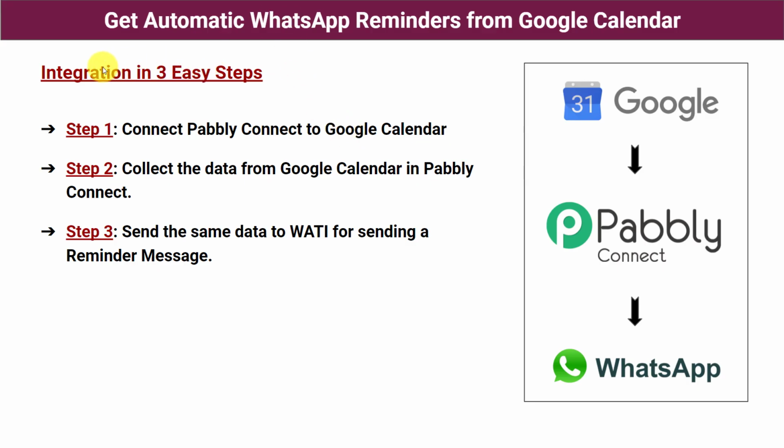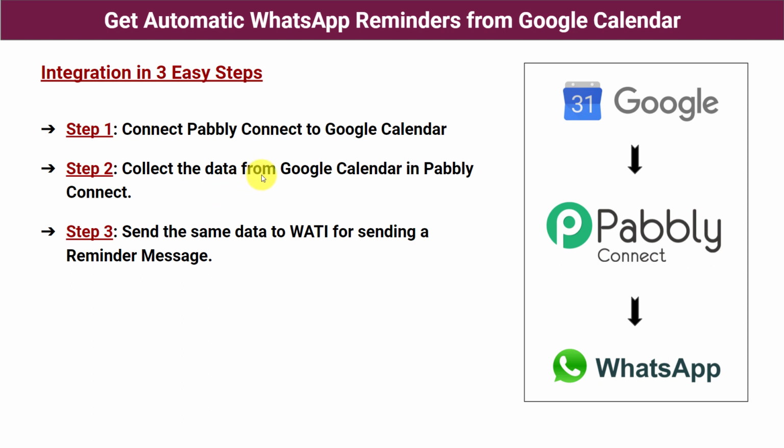So guys, these are the 3 easy steps by which you can also make this integration or automation between Google Calendar and WhatsApp. Alright, so step 1 is connect Pabbly Connect to Google Calendar. First of all, we are going to open Pabbly Connect and connect our Google Calendar.